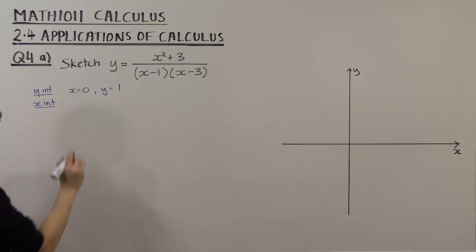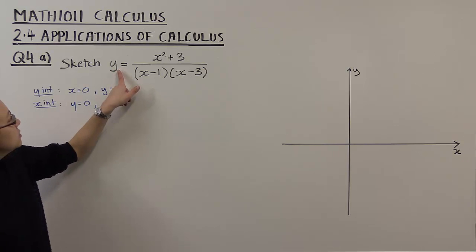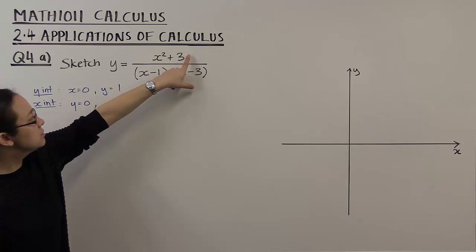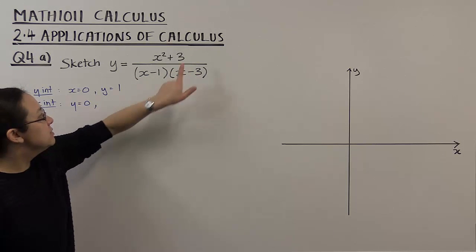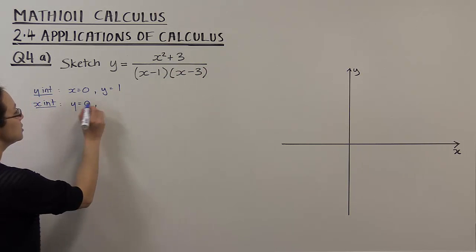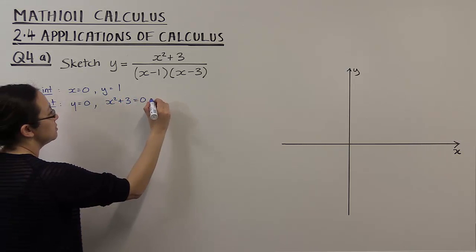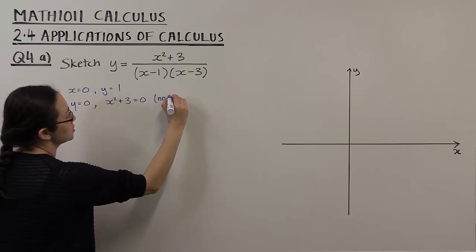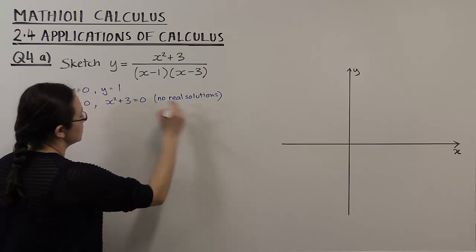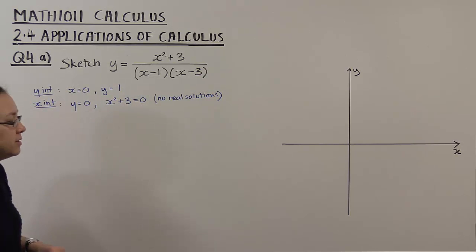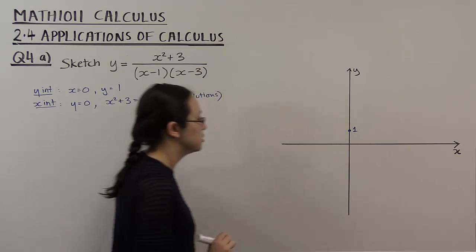If we're trying to find the x-intercepts, we're solving y equals 0. Now when y equals 0, I need x squared plus 3 divided by this expression to be 0. If two things divide to give 0, the top's got to be 0. So when I try and solve y equals 0, I get x squared plus 3 has to be 0, which has no real solutions. So there are no x-intercepts here. So we have a y-intercept of 1, but we don't have any x-intercepts. So far I know that our function goes through 1.